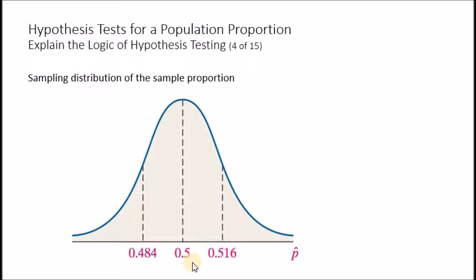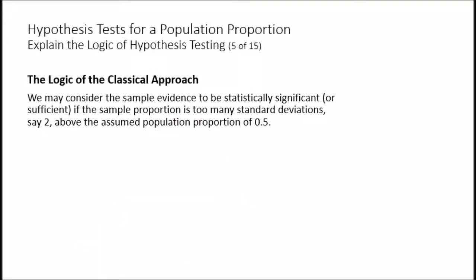So this is the sampling distribution of the sample proportion, and we have the mean in the middle. If we added one standard deviation to the mean, we would get 0.516. If we subtracted one standard deviation from the mean, we would get 0.484. So how far is too far away from the mean? We would say that sample evidence is statistically significant if the sample proportion is too many standard deviations from the mean. Let's say 2 standard deviations above or below the mean.